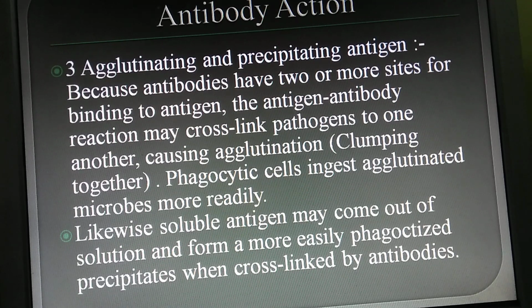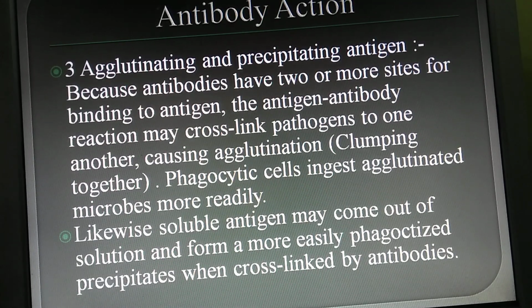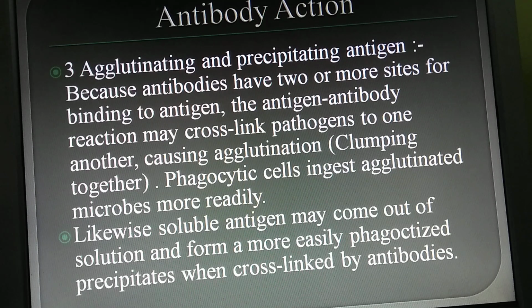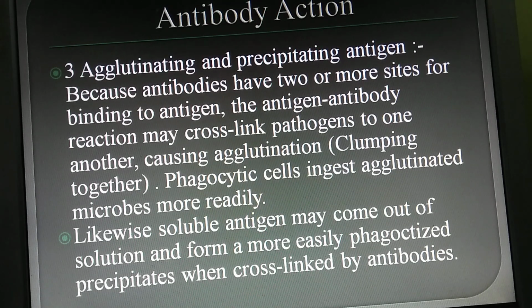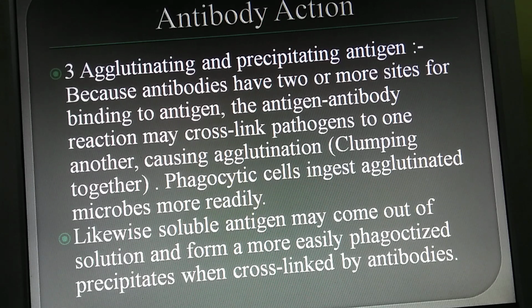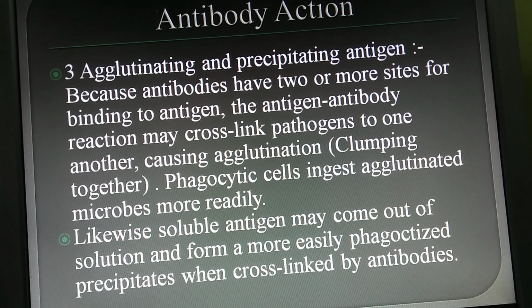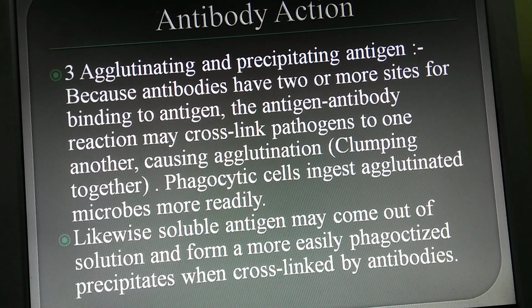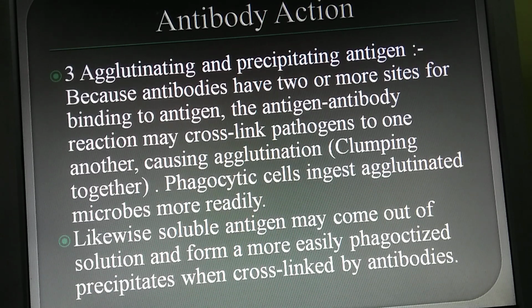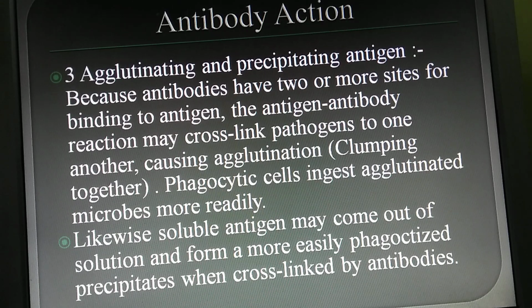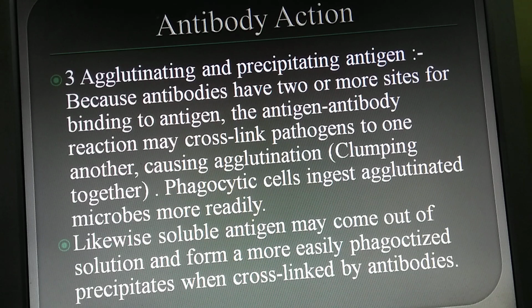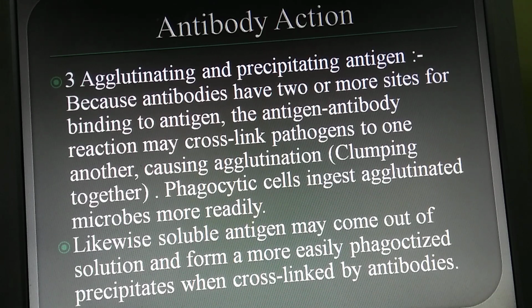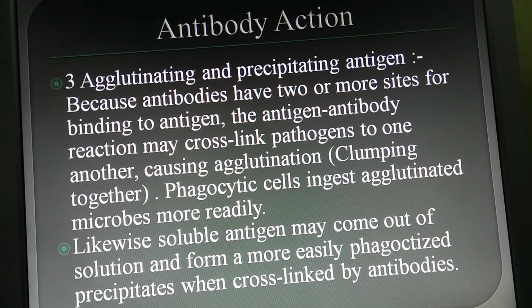Third is agglutinating and precipitating antigen. Because antibodies have 2 or more sites for binding to antigen, the antigen-antibody reaction may cross-link pathogens to one another, causing agglutination, clumping together. Phagocytic cells ingest agglutinated microbes more readily. Likewise, soluble antigen may come out of the solution and form a more easily phagocytized precipitate when cross-linked by antibodies.